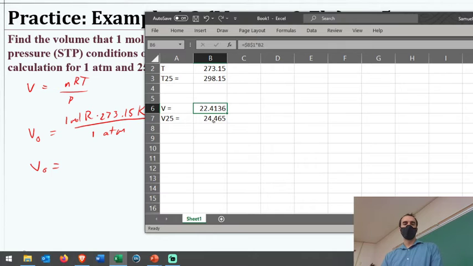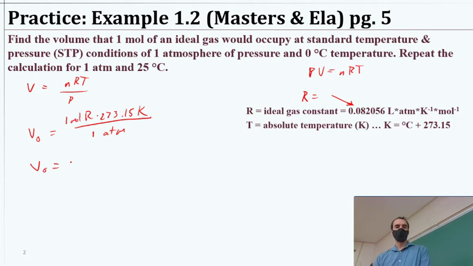And the V at 25 degrees Celsius, we get 24.465. Okay, so this value here, 22.41, is actually pretty handy. If you end up doing much in the atmospheric realm, you'll probably end up memorizing this, because it's pretty much the same as memorizing this R here, just at a specific temperature. So it's a handy little relationship.